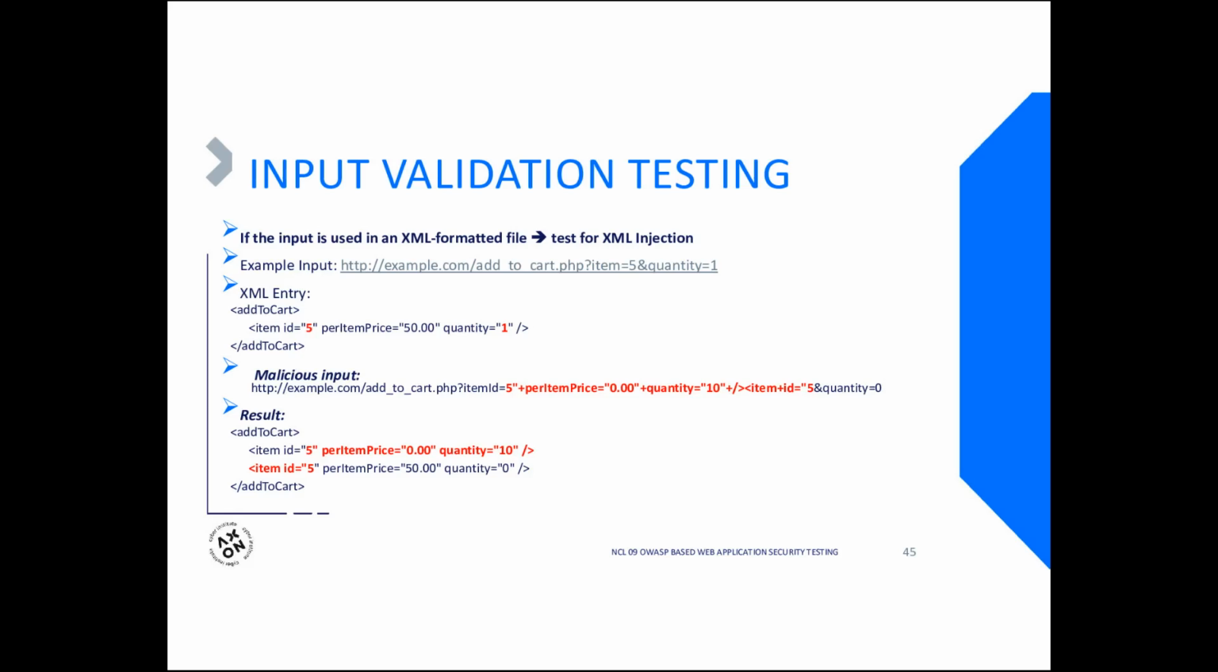Now, if this is prone to injection, the hacker can insert something like this. He can insert the item ID 5, and then he would append his own XML entries, the item price 0 and the quantity 10, and then in order for the entire file to look legitimate, he would add another entry with item ID 5 and the quantity 0. And the result will be that in the file, there will be two entries in add to cart. The first one has ID 5, which is the item to be bought, with the price 0 and the quantity 10. And the second entry, same ID 5, but with the original price 50, quantity 0. So you can imagine here what the hacker has done. He has bought 10 quantities of that item for $0.